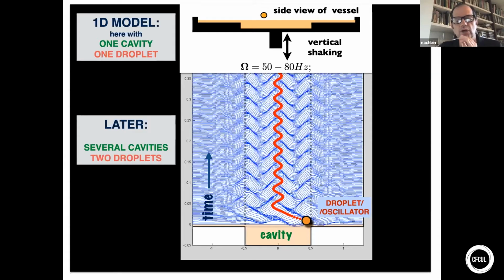We have this one cavity on the top, the side view of the vessel, shaking with the shaking frequency. Usually I use 80 Hertz in the numerics. On the bottom, we see the droplet at the left of the cavity with this shallow region on the sides where the droplet does not like to walk. The wave-mediated dynamics brings the droplet to the middle of the cavity, and it oscillates like a harmonic oscillator as a first approximation. And we see the wave pattern.